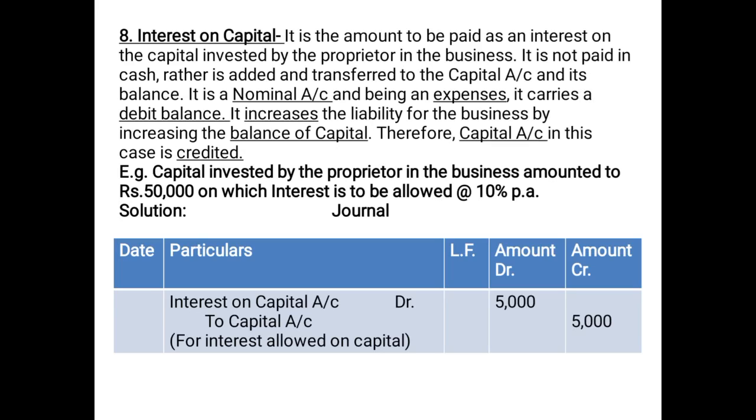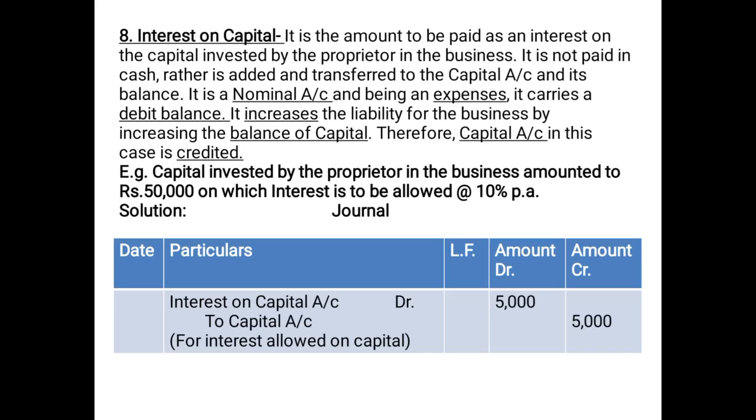For example, capital invested by the proprietor in the business amounted to rupees 50,000, on which interest is to be allowed at the rate of 10% per annum. Again, this per annum word is very important when it comes to the date. But here, since the date is not mentioned, this calculation we will do later on. We will assume that it is calculated for the entire year. So 10% of interest is to be paid on 50,000 capital. So 10% of 50,000 will be 5,000. What will be the entry passed?